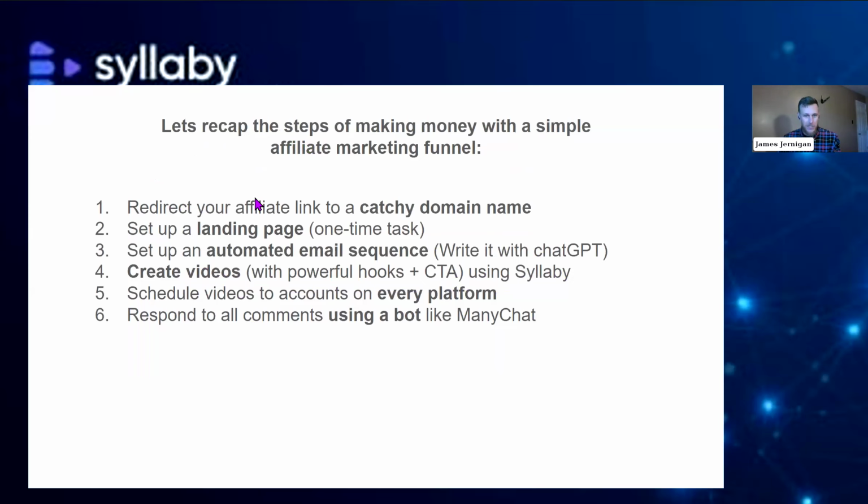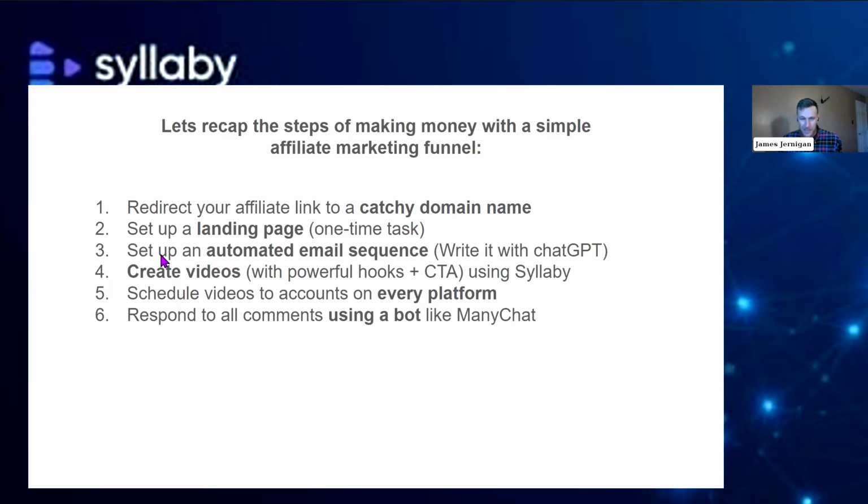The first step is to redirect your affiliate link to a catchy domain. You guys can screenshot this, by the way, if you want to take these steps home with you so that you can actually take action on this. Redirect your affiliate link to a catchy domain name. For example, mine is oneclickvids.com. Then you're going to set up a landing page. This is a one-time task, and it can easily be done with templates on whichever website building platform you use. It's not like a huge thing you have to learn.